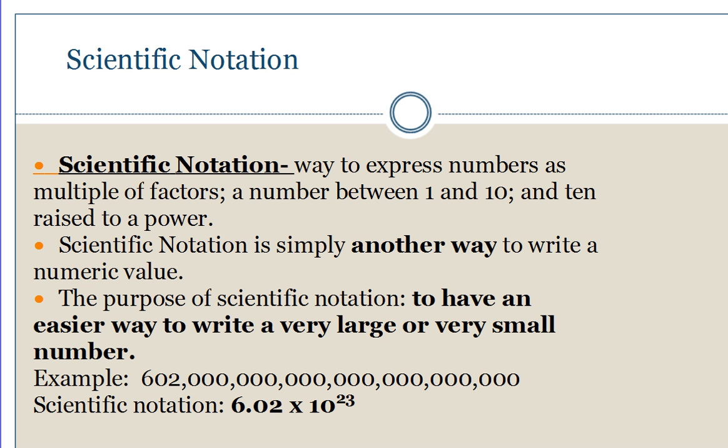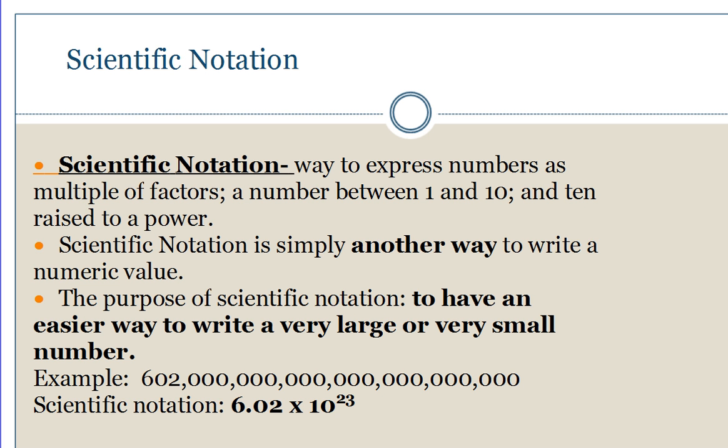Alright, so what is scientific notation? Scientific notation is a way to write or express numbers that are really big or really small in a more readable, understandable way. So we keep the numbers between 1 and 10, and then we raise them to a power of 10.